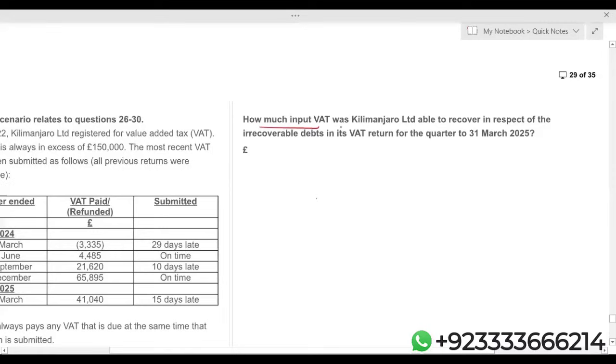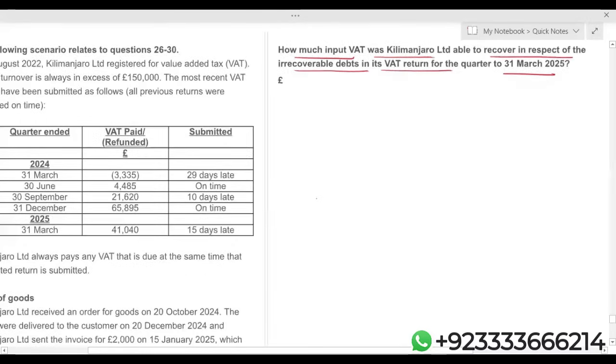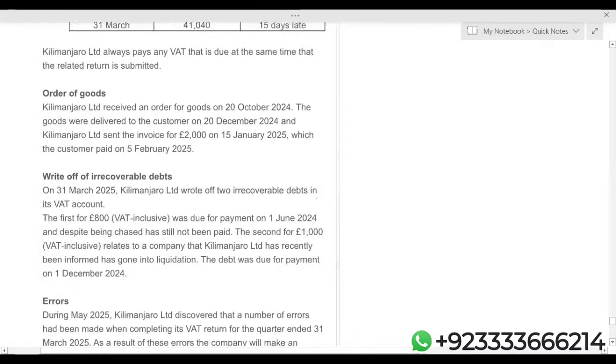How much input VAT was Kilimanjaro Limited able to recover in respect of the irrecoverable debts in its VAT return for the quarter? Okay, in case of irrecoverable debt, at least 6 months should pass from the due date. If the time period exceeds 6 months, then you will be able to recover your input VAT on the irrecoverable debt. But from the due date, it should exceed at least 6 months. Let's see.